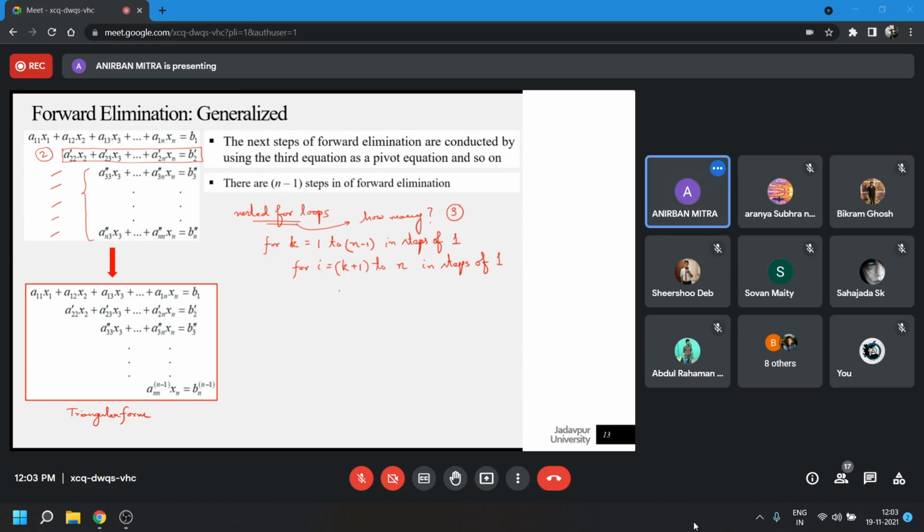And at this stage, you would have to fix the multiplier, because the multiplier would change for different equations also. So the multiplier would be written as A_ik by A_kk. So if we consider the second equation here, that means I is equal to 3 and k would be equal to 2. So multiplier would be A32 by A22.